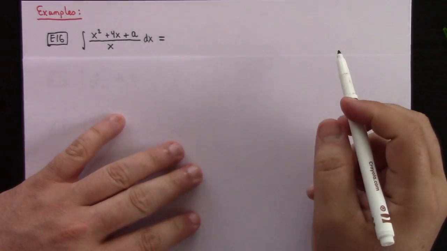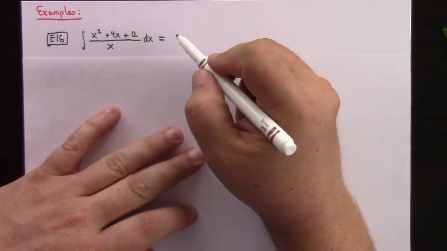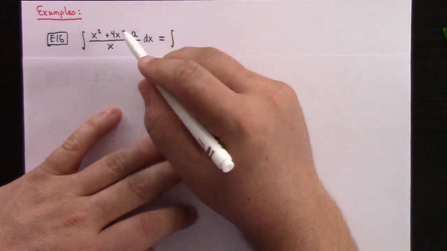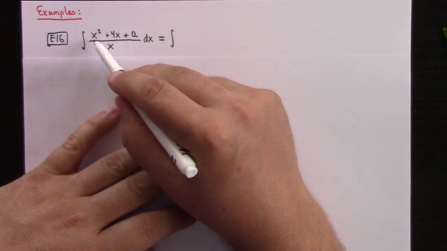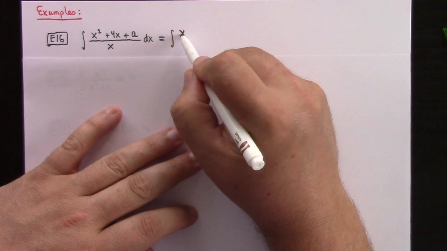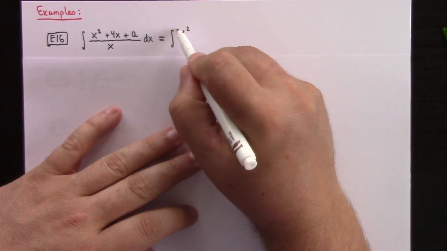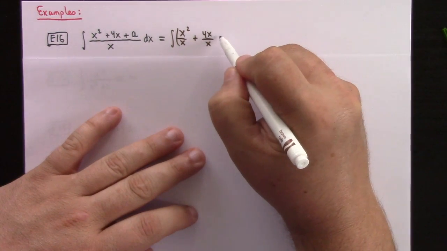All right. Here I'm assuming a is a constant. Let's look at this indefinite integral. So what we've got is x squared over... so you know this, when we have a sum in the numerator, algebra says that's the same as x squared over x plus 4x over x plus a over x.